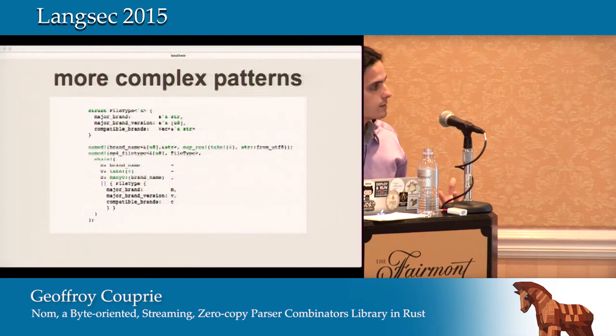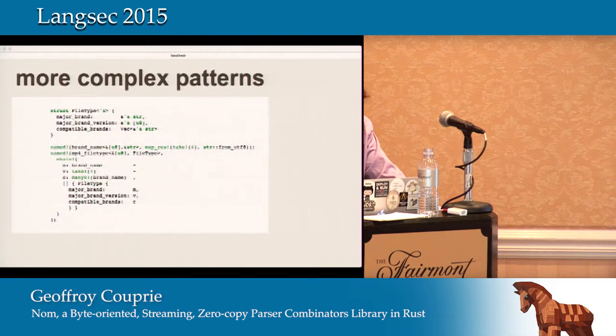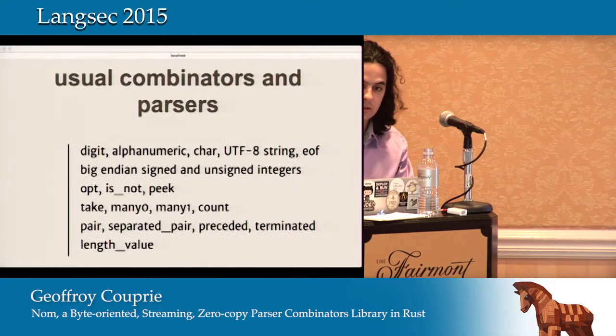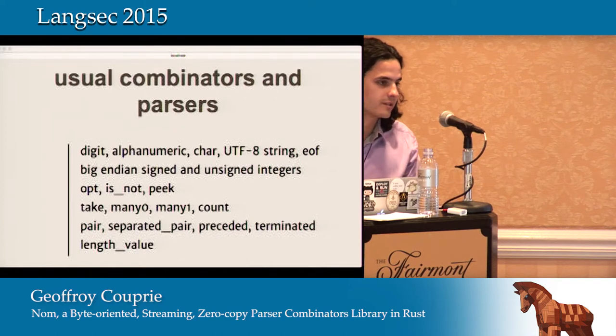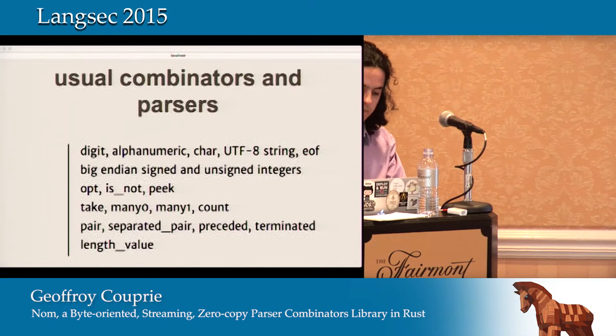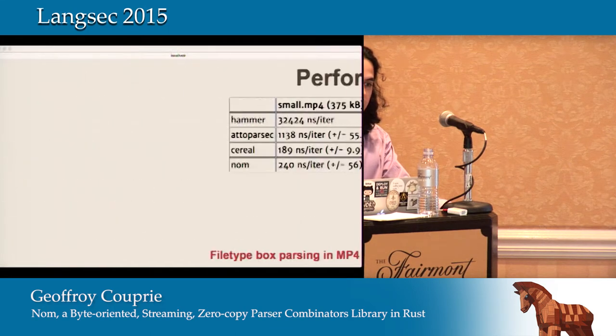So we can write some quite complex code very easily with those macros. We have the usual combinators, usual parsers. Some friends just contributed the byte-oriented sign parsers just yesterday, so I didn't have to write that. Cool. And with a language that has those kinds of features, we can get some interesting performance.